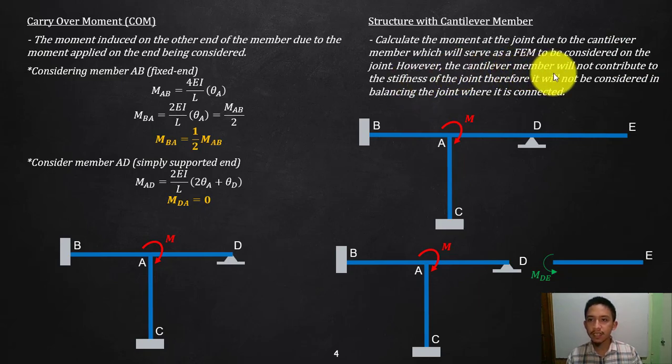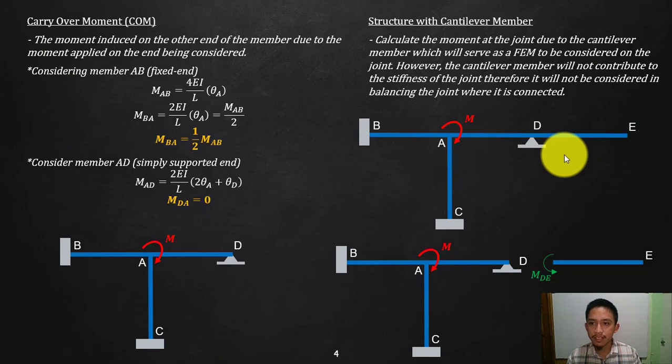However, the cantilever member will not contribute to the stiffness of the joint. Therefore, it will not be considered in balancing the joint where it is connected. Okay, so what does that mean? If you consider joint D, the cantilever member DE will not help in resisting moment at joint D, since it is free to rotate. As joint D rotates, it will just follow, since that is a cantilever. It is not supported at this other end.